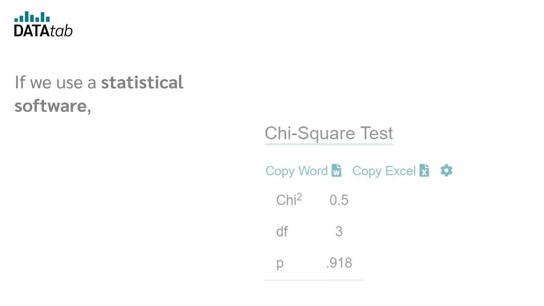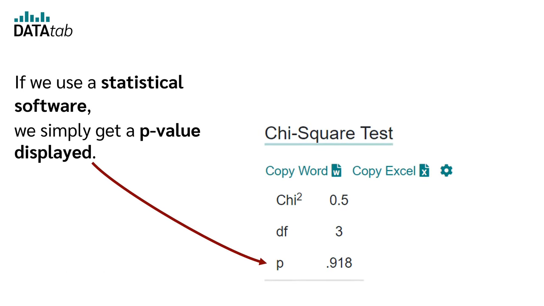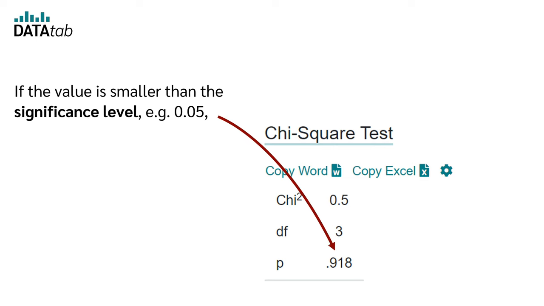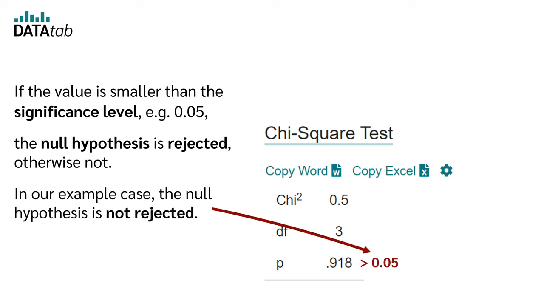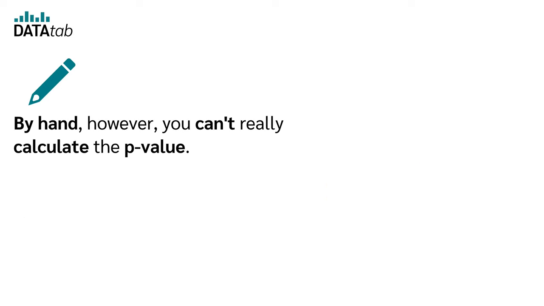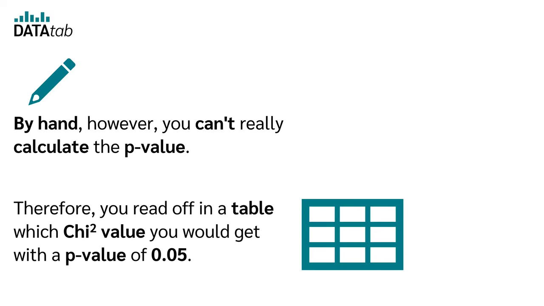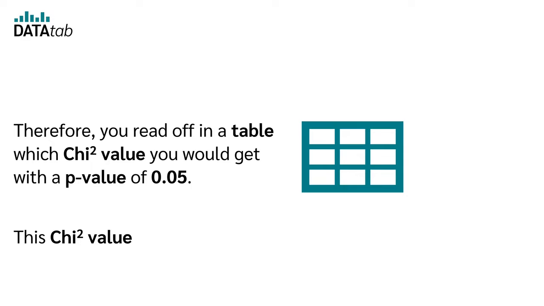Now we would like to calculate the critical chi-square value. What do we need it for? If we use a statistical software, we simply get a p-value displayed. If the value is smaller than the significance level, for example 0.05, the null hypothesis is rejected, otherwise not. In our example case, the null hypothesis is not rejected. By hand, however, you can't really calculate the p-value. Therefore, you read off in a table which chi-square value you would get with a p-value of 0.05. This chi-square value is called the critical chi-square value.